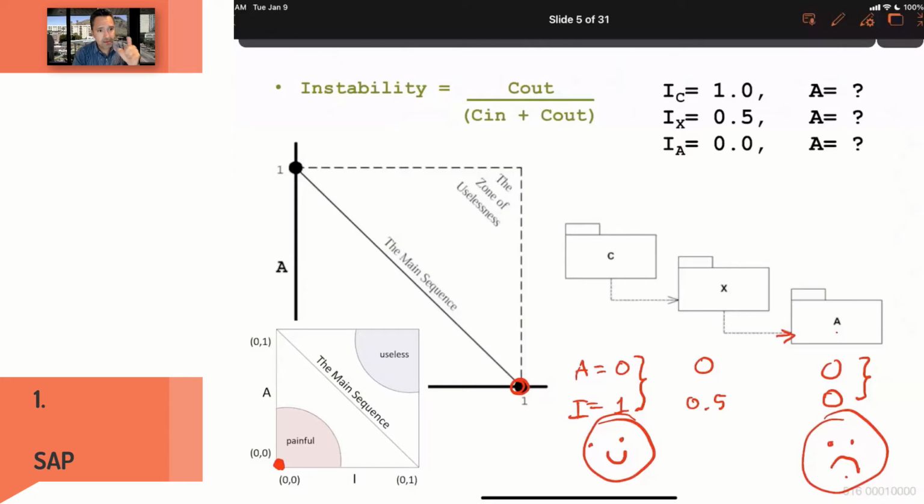Abstractness 0.5, yes. Remember that we mentioned this. In one class, it's only 1 or 0. For one class, one file, the class is abstract, yes or no. So it's 1 or 0.